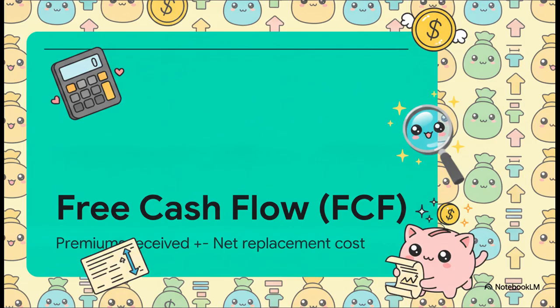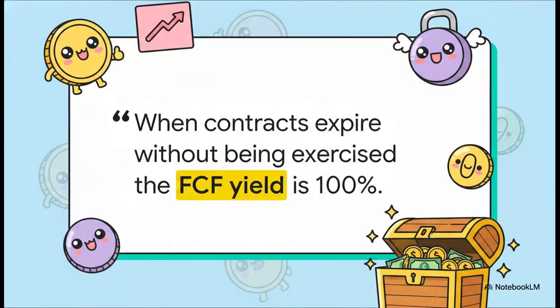Think of it like this. When you sell an option contract, you collect a premium right out of the gate. That's cash in your hand today. But the true profit, your real free cash flow, isn't totally finalized until that contract either expires or is closed out. Why? Because you have to account for any potential cost to replace those shares or buy back the contract later. So the crucial point is really captured in the trader's golden rule here.